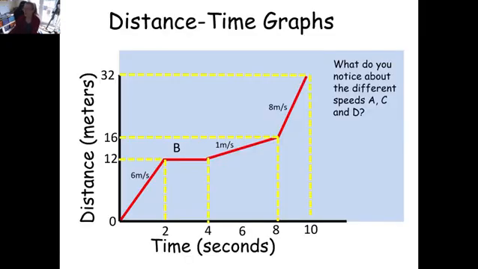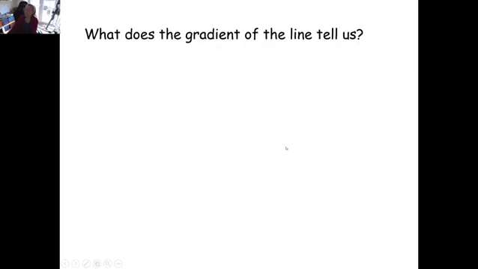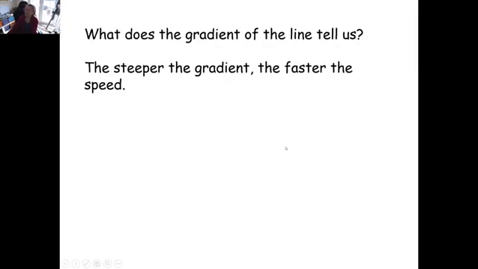So what do you notice about those different speeds, A, C and D? Well, it's quite straightforward. They are all of a different slope or a different gradient. So what's the gradient of that line telling us? Well, it's quite straightforward.